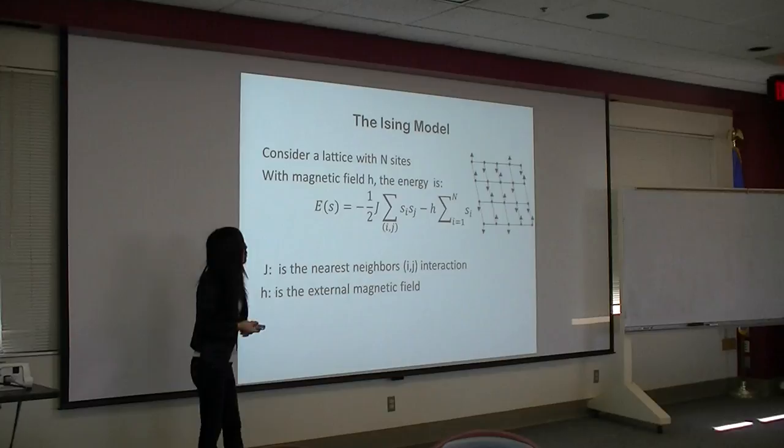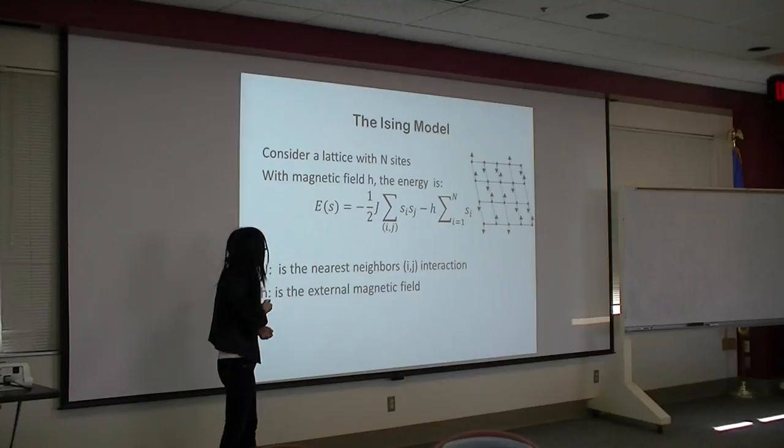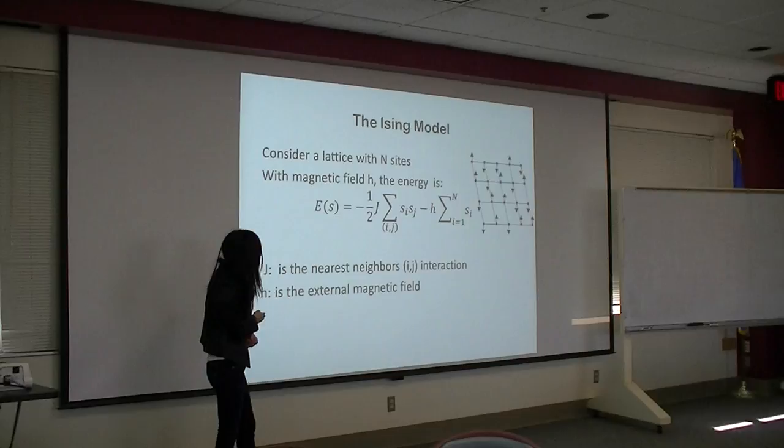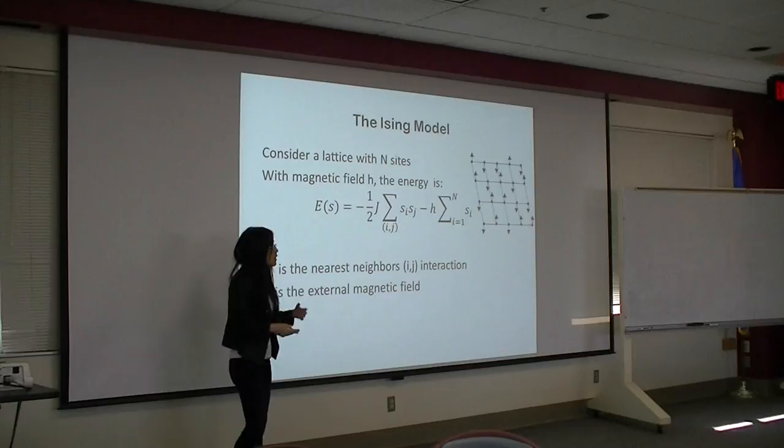Then, based on the assumptions we have made, we can write the energy for each state of the system. Here we use S to represent the state of this lattice of atoms, and H is the external magnetic field. So this part is the sum over all the atoms in the lattice, corresponding to the energy introduced by the external magnetic field.